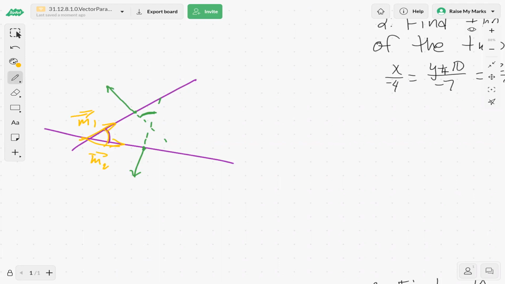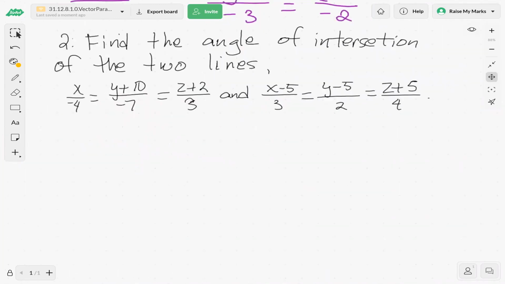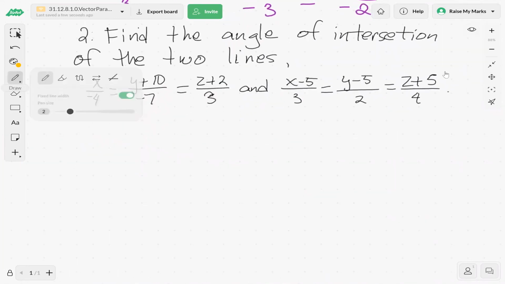And then find the angle between the two direction vectors. So we're going to use the second method. We're going to find the direction vectors for each of our lines. All right, so let's give our lines some names. We'll call one L1 and the second one L2.